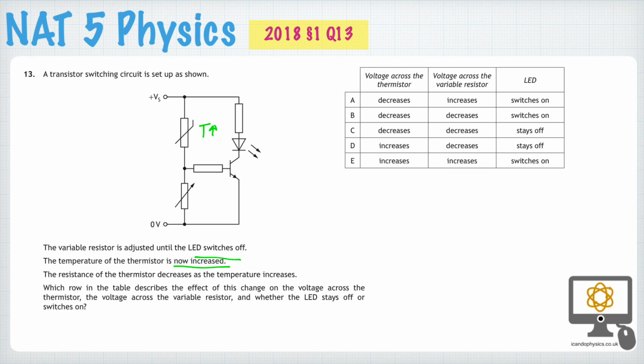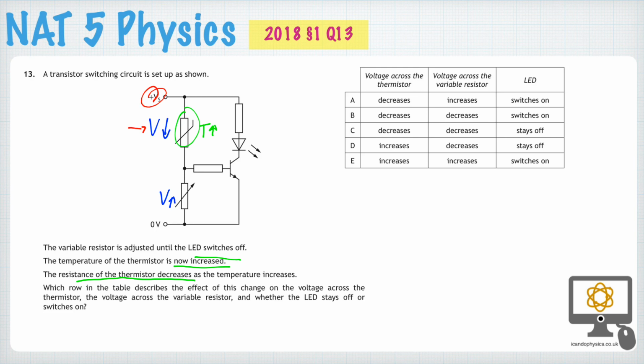Well, if the temperature of the thermistor is increased, the resistance of the thermistor decreases. And if the resistance of this decreases, that means that the voltage across this will drop as well. And therefore the voltage across the variable resistor has to rise. The reason for that is that these two voltages are sharing the supply voltage up here at the top. So if you've got a supply voltage of 5 and this voltage at the top drops down 1, then the voltage at the bottom will have to rise up 1.